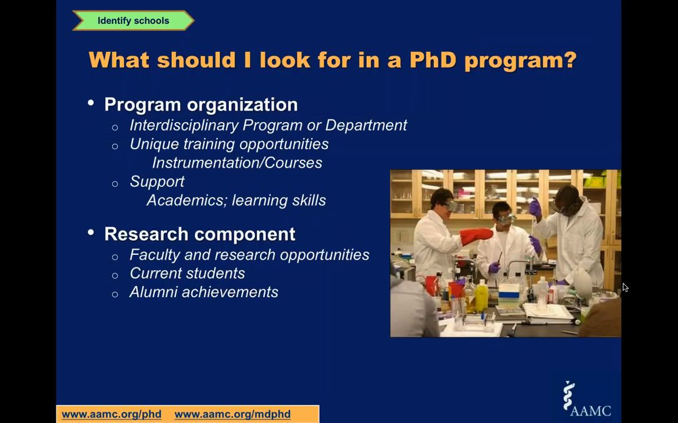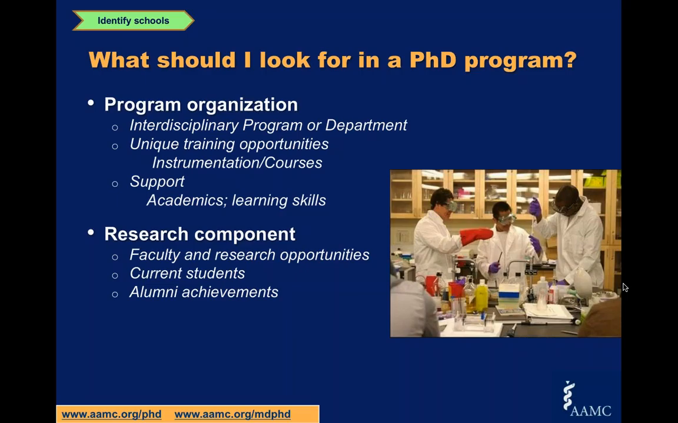So when you're looking at PhD programs, how do you start to identify the schools that you might be interested in? There's several things to consider when you're thinking about this. One is the program's organization. So some graduate programs are interdisciplinary or umbrella programs where you apply to one portal, but you'll be considered by many different departments who are using that entry process to look at the applicants. Other programs are organized by department, and you're actually applying to particular departments to apply to that school.